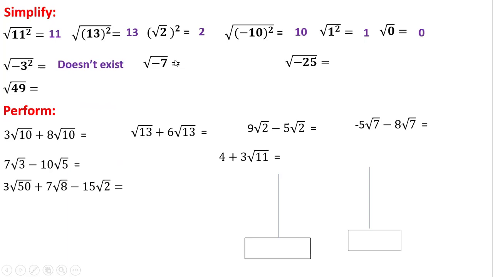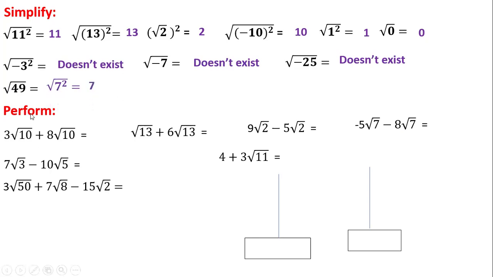Radical negative 7, since it is a negative radicand, it also doesn't exist. Radical negative 25, since also it's a negative radicand, it does not exist. Now radical 49, 49 is positive, but it's not written squared. So we ask, can we write 49 as a perfect square? Yes, it's written as radical 7 squared. The square cancels the radical, so the answer is 7.